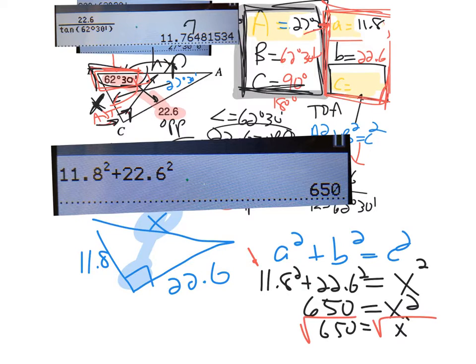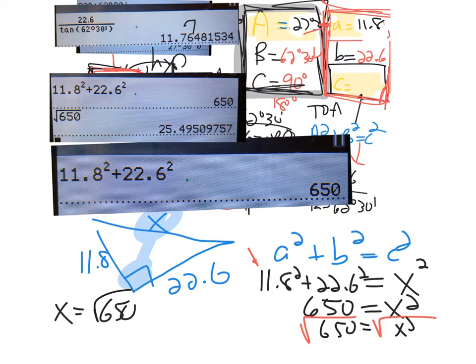So here x is going to be equal to the square root of 650. I'm going to do that on my calculator. And remember, we're finding a side, so always round to the nearest tenth. So the square root of 650 to the nearest tenth is 25.5. So now I'm done. I solved the triangle. I found all the missing angles, all the missing sides.